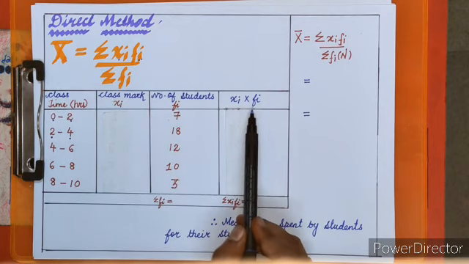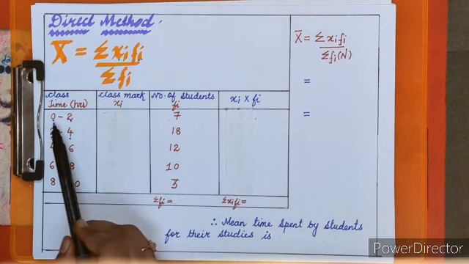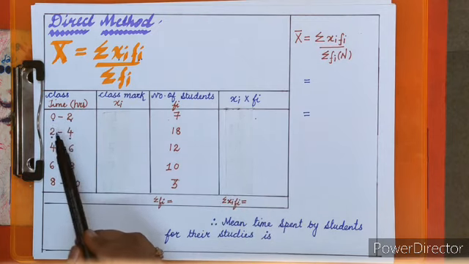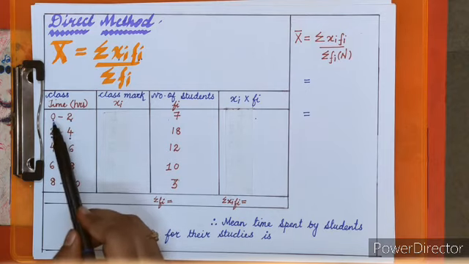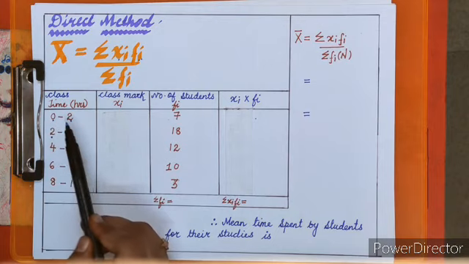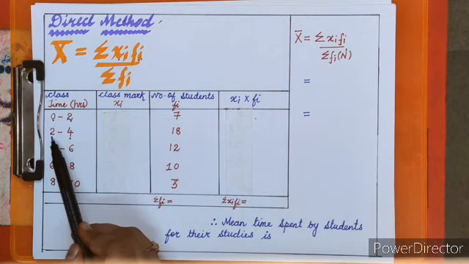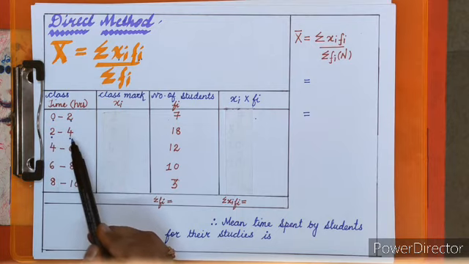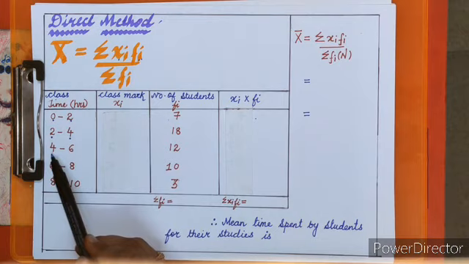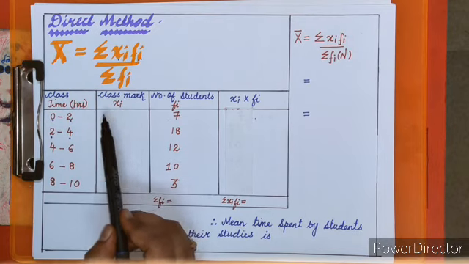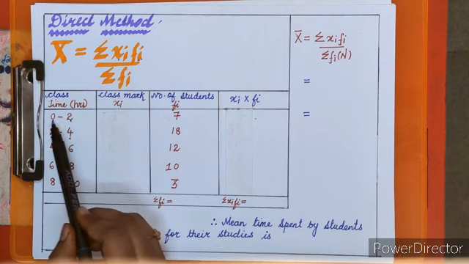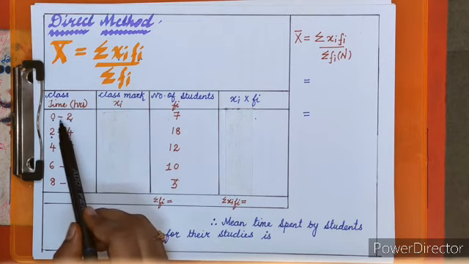So coming to the first column where class is written, your class is 0 to 2, 2 to 4, 4 to 6, 6 to 8, 8 to 10. Here 0 is a lower limit, 2 is an upper limit. In the second class, 2 is a lower limit, 4 is an upper limit. In the third class, 4 is a lower limit, 6 is an upper limit, and so on. The class mark is the middle number of your given class. Your given class is 0 to 2. So ultimately your 1 is the middle number, like 0, 1, 2.